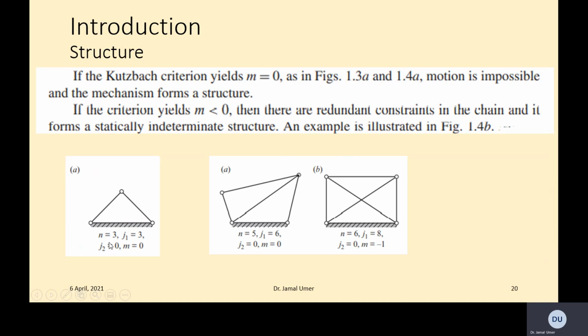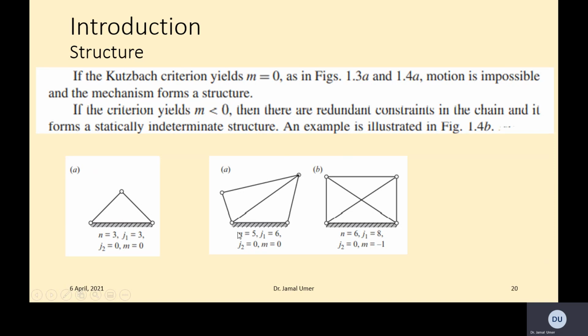For example, this one, 1.3B. So 3 links are linked. You cannot move it actually. This is just a structure. So what is it? You have n equal to 3, j1 equal to 3, j2 equal to 0. So you plug in and you have mobility 0. So it is just a structure. It's not a mechanism. And the same goes here as well. So you have 5 links, 6 joints basically, j1 members, and then you have j2 which is 0 and M will be 0 as well. So it will also not move. There is no movement over here.